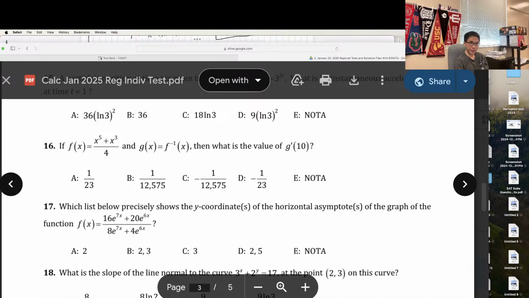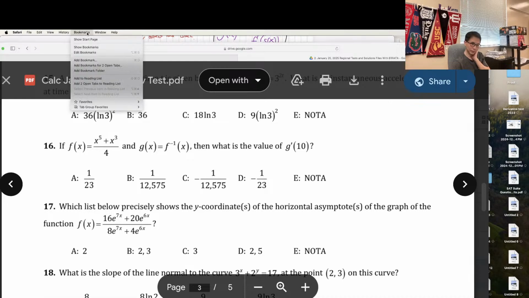Okay, let's look at the question. It says f of x equals x to the fifth plus x to the third over 4, and g of x equals f inverse of x. And they ask for g prime of 10. So that means I have x and f of x, and I have x and g of x, and this is 10. So 10 equals x to the fifth plus x to the third over 4.